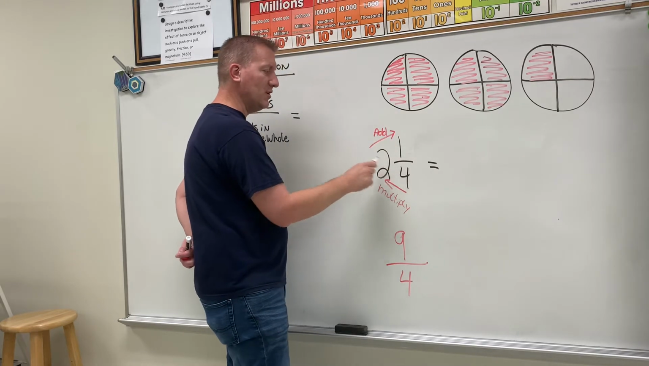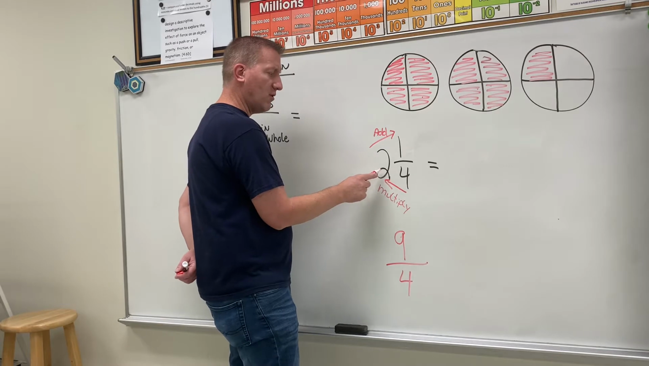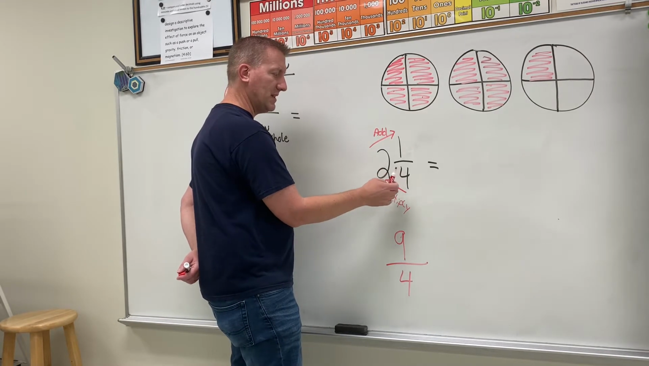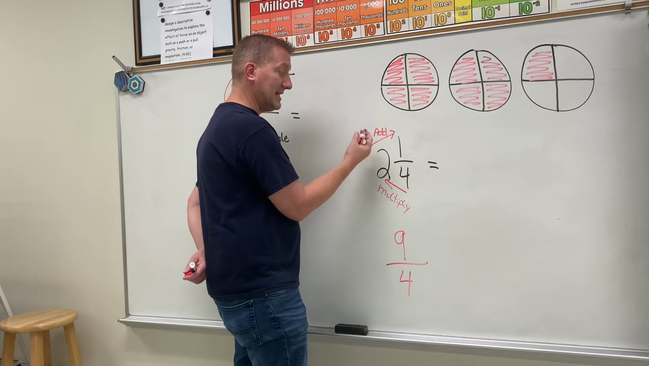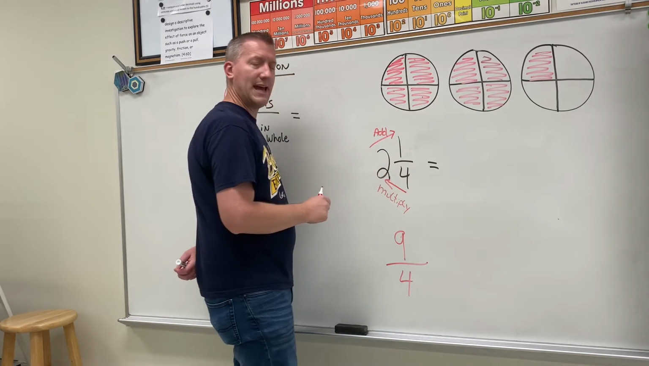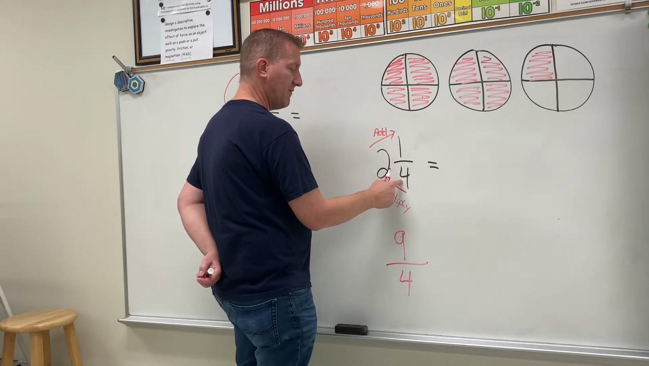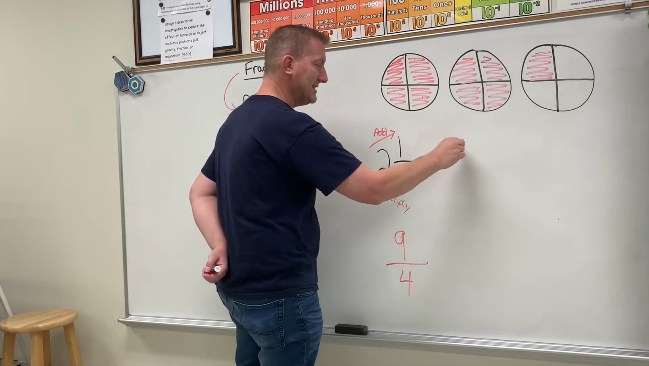You add the numerator. So 4 times 2, you multiply these two, the denominator and the whole number together. And then you're going to take that number and add to it the numerator. So 4 times 2 is 8, plus 1 is 9.